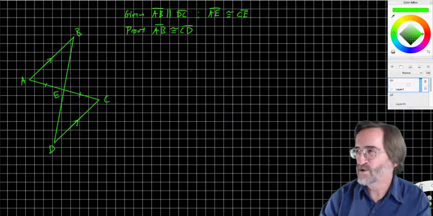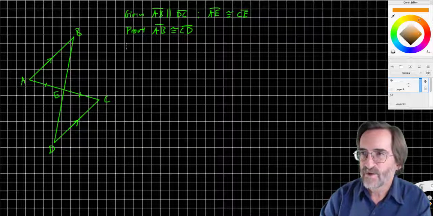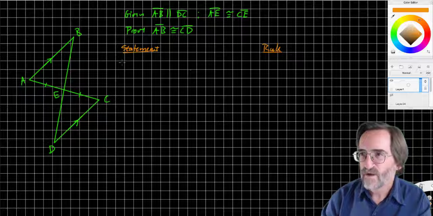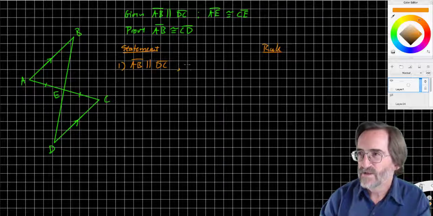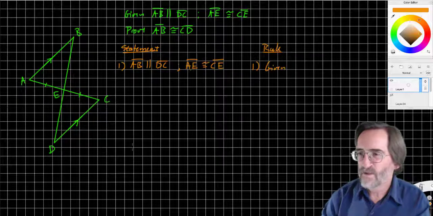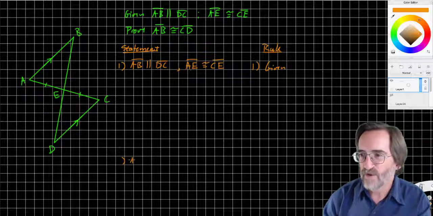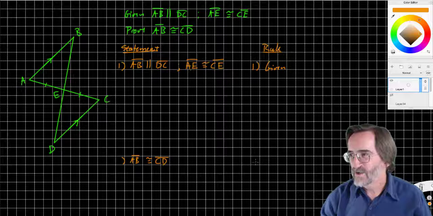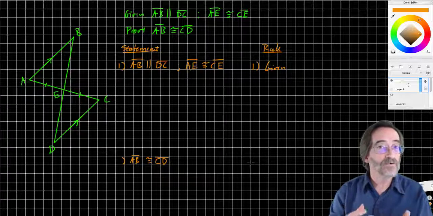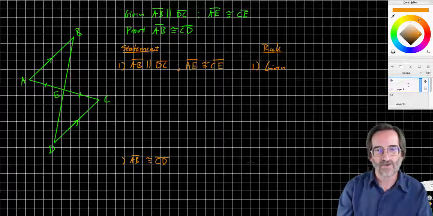So, as with all proofs, we start by saying what was given, right? So we have our statements and our reasons. The very first statement will be what's given. AB is parallel to DC, and AE is congruent to CE. How do we know those are true? They are given. It's the only assumption we can make in the whole proof. Given. We're going to end with what we're trying to prove. AB is congruent to CD. Okay? We don't know the reason yet. Actually, I think we do. It's CPCTC. Corresponding parts of congruent triangles are congruent. Okay, remember the outline of the proof is to first prove the triangles congruent, then use CPCTC.